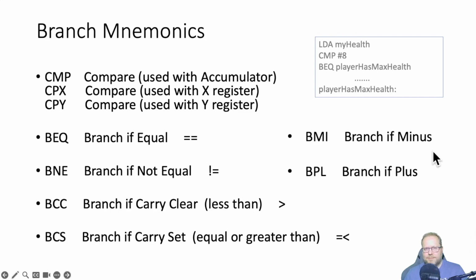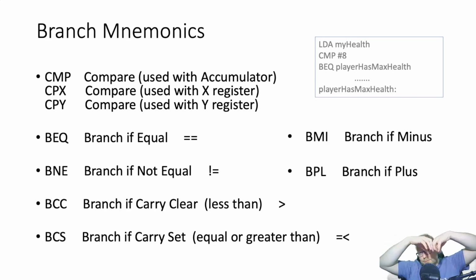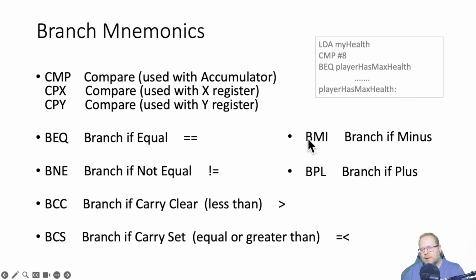Branch if minus. Let's say you're loading A with 2. So you have 2 in A now, but you're subtracting with 5. Now 5 minus 2, that's a negative number, minus 3. So in that case, if we want to check for stuff like that, we could use BMI, branch if minus. Branch if plus, if it's not minus. Now let's not go too deep into those two.